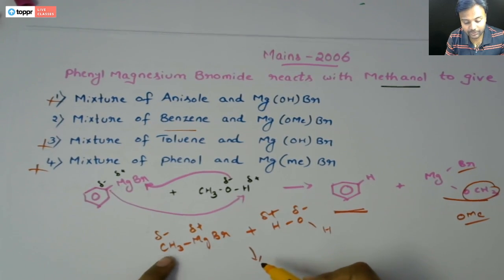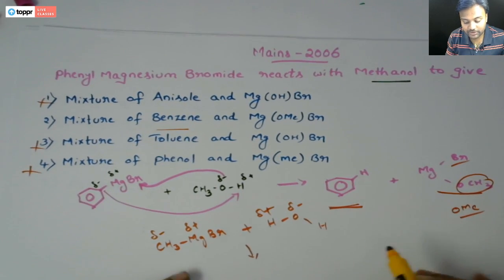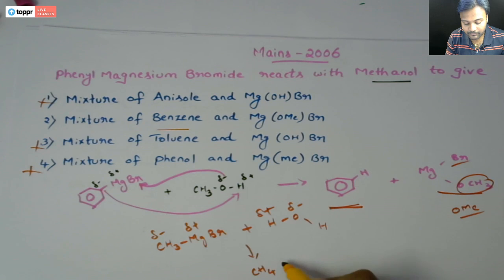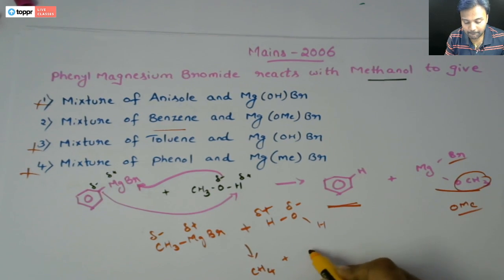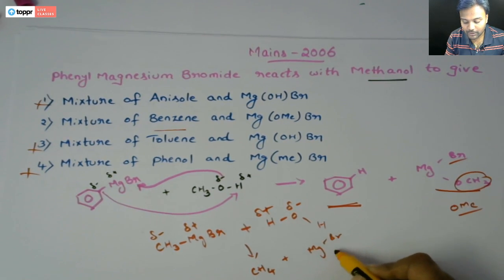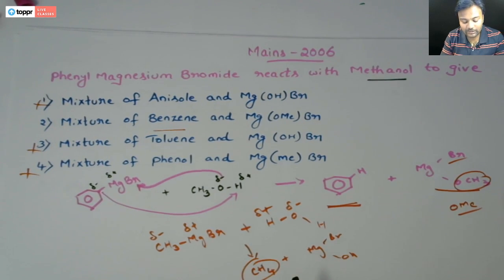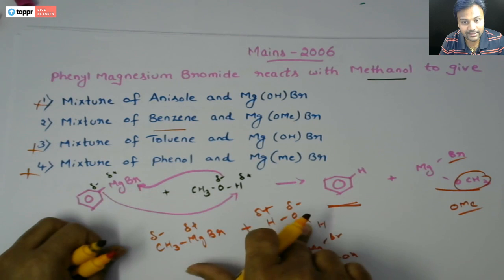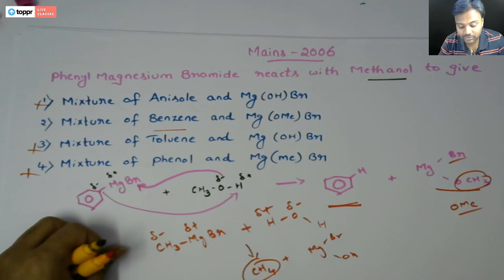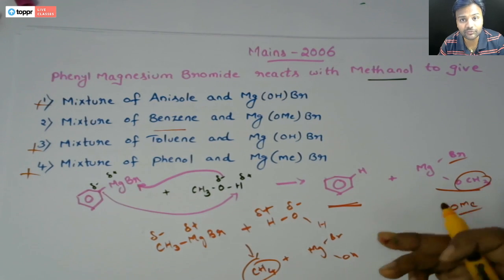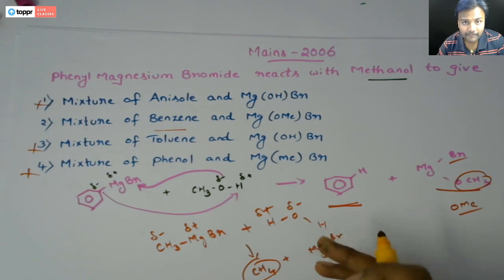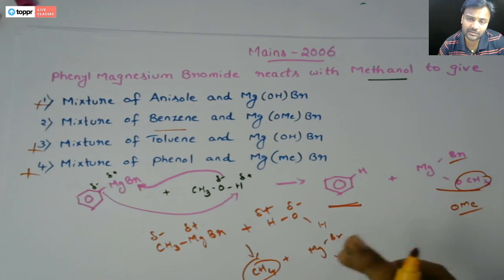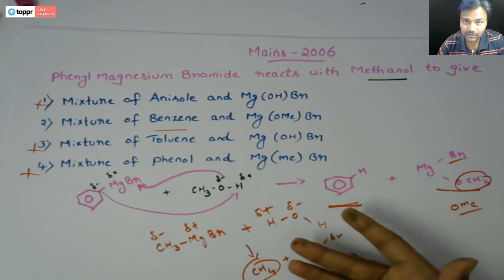Just see what is there. CH3 is negative and hydrogen is positive. It reacts with hydrogen plus to give MgBrOH and methane. This is not the purpose. If you want to prepare methane, it's not that you take the Grignard reagent and proceed. No, this is a side reaction which we don't want. But still, if you are not taking proper precautions in the laboratory, that's what is going to happen.